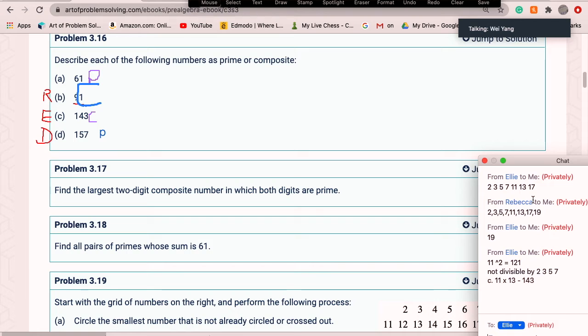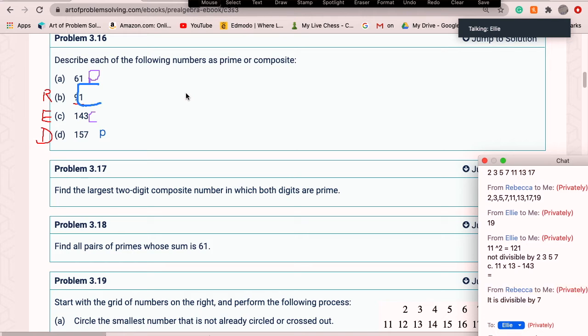Okay, so Ellie, A, that's correct. That's supposed to be an equal sign, because 11 times 13 equals 143. Okay, that's right. Yeah, Rebecca, you're right. This 91 is divisible by 7. Yes. Now let's see. Dago, you did not send me the reason. Why did you choose this? Why do you think this number is prime?